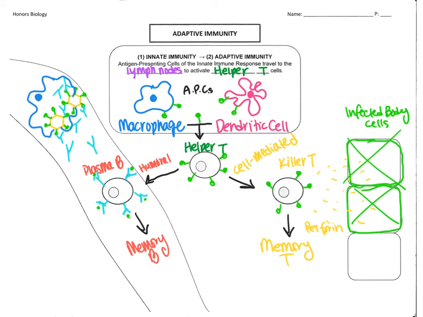It basically develops due to exposure. So your immune system gets stronger as you get exposed to more things. It is a delayed response. And it's very specific. Your adaptive immune response is specific according to the things you've already been exposed to in order to form these memory B cells and memory T cells.